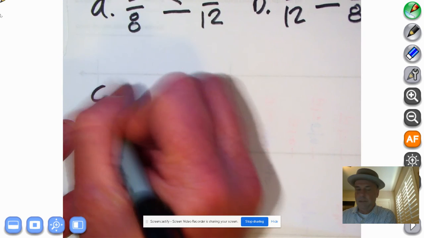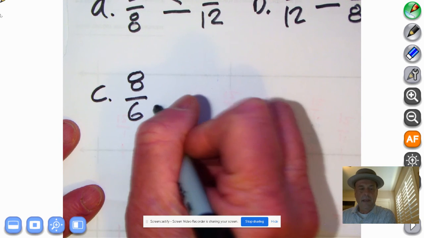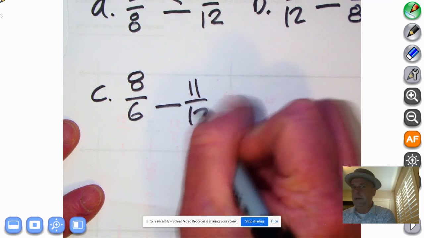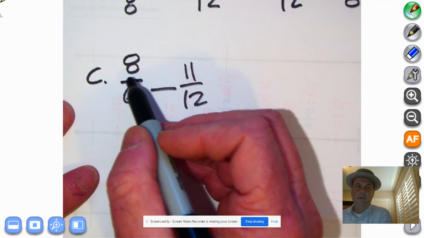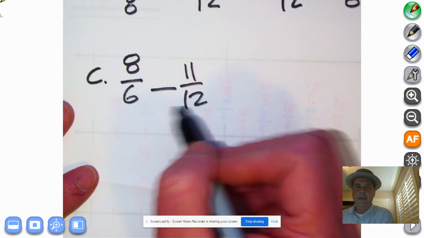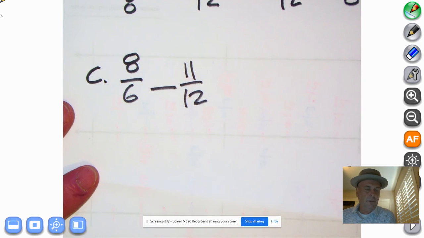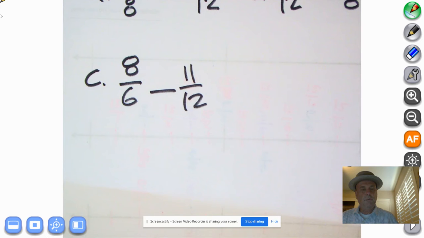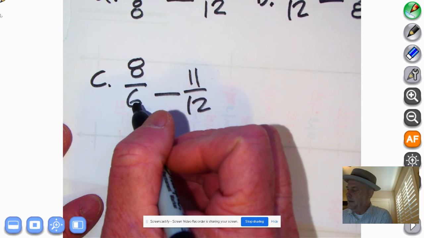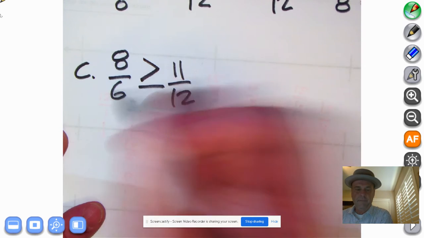Now, here's where you should be able to do this one on your own. We have 8/6 and 11/12. And let's remember, if the numerator is larger than the denominator, it is greater than a fraction where the numerator is less than the denominator. So you decide if it's greater than, less than, or equal. Well, we know that this is greater than 1. This is less than 1. Ding, ding, ding. That's greater than. Let's go to D.